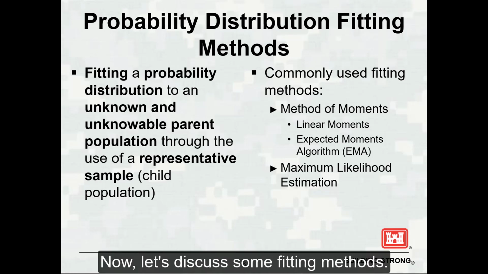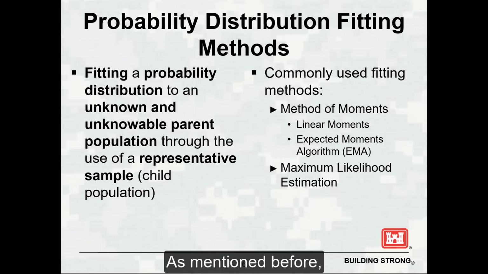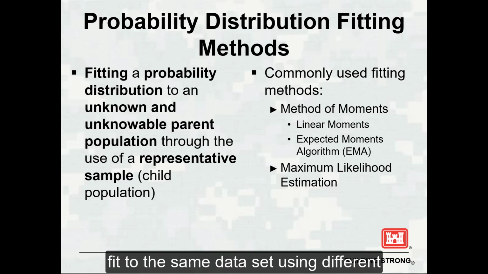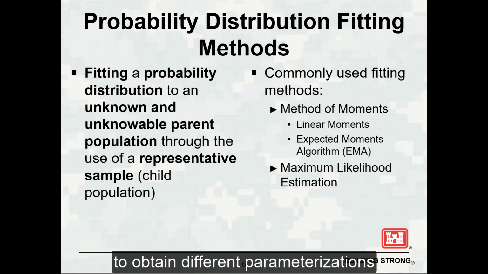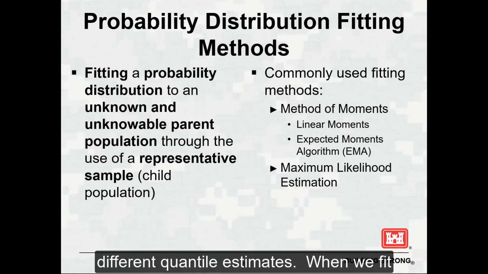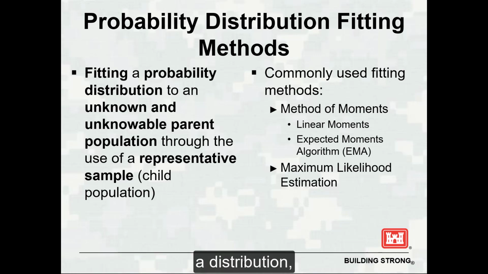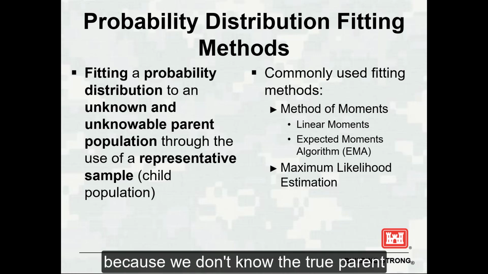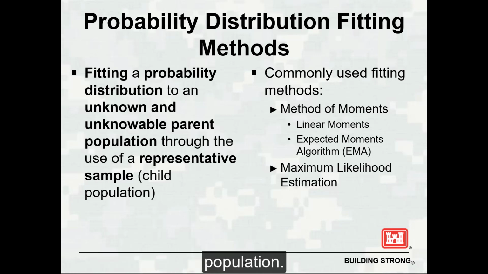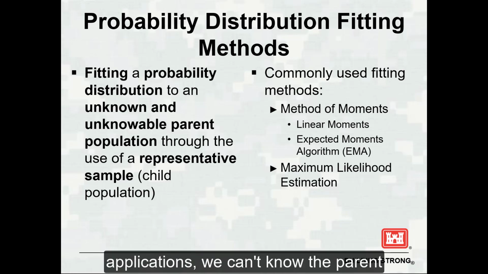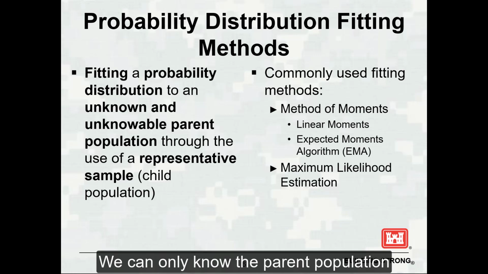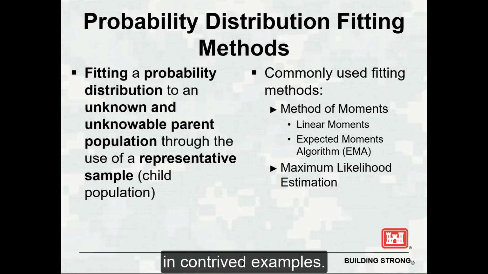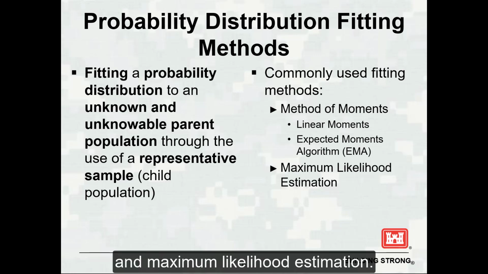Now let's discuss some fitting methods. As mentioned before, the same analytical distribution can be fit to the same dataset using different fitting methods to obtain different parameterizations and, as such, different quantile estimates. When we fit a distribution, we are using the child population because we don't know the true parent population. In fact, within all real-world applications, we can't know the parent population. We can only know the parent population in contrived examples. Some commonly used fitting methods are the method of moments and maximum likelihood estimation.